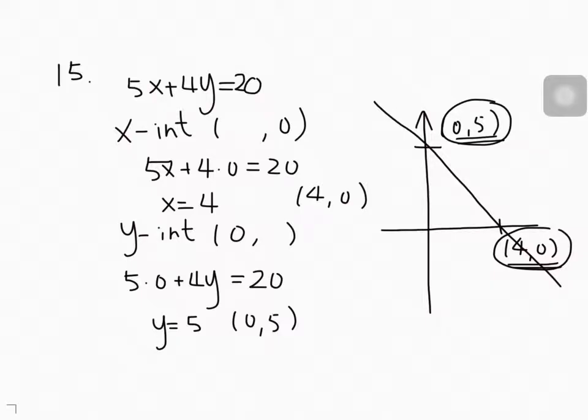Number 19. Write the linear functions. Write an equation in slope-intercept form for each line. Number 19. Y equals 4x minus 1. Number 20. Y equals 1/3 of x minus 6. Number 21. Y equals 5/3 of x plus 9. Number 22. Y equals 3/4 of x plus 2.